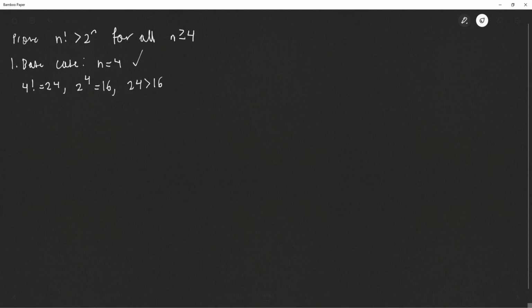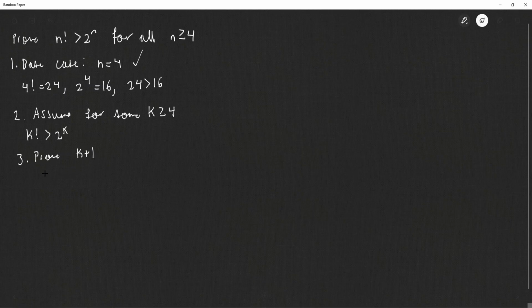And now we're going to use our inductive step. So we're going to assume, for some k greater than or equal to 4, that we have k factorial greater than 2 to the k. But now we want to prove the statement for k plus 1.